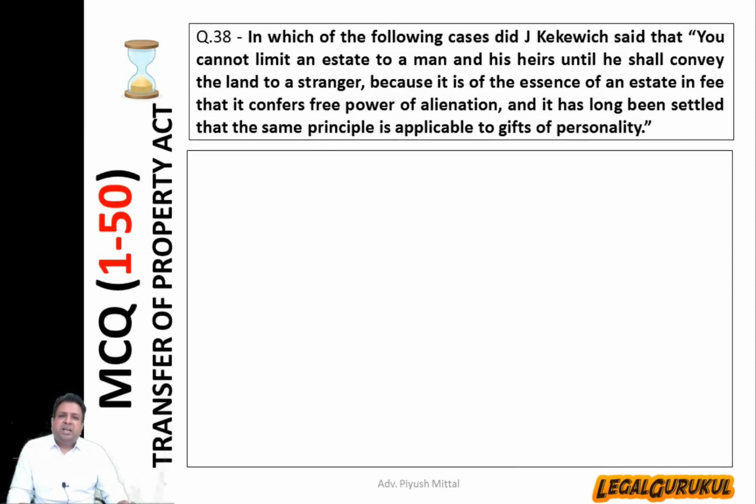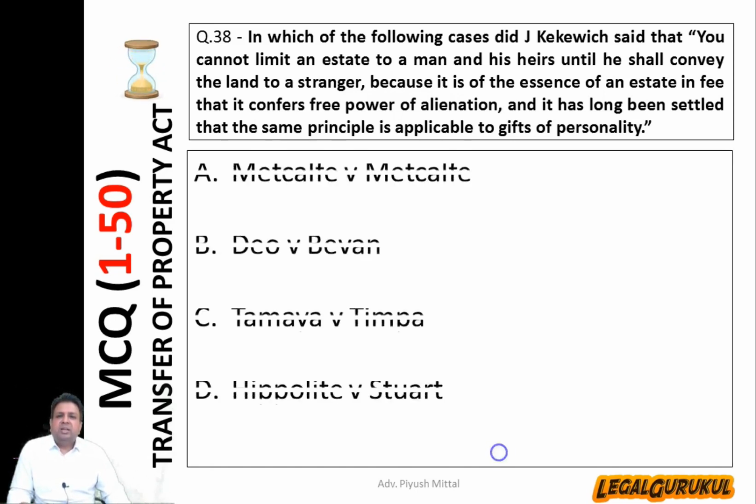Question number 38. In which of the following case did Justice Kekewich say that you cannot limit an estate to a man and his heirs until he shall convey the land to a stranger, because it is of the essence of an estate in fee that it confers free power of alienation, and it has long been settled that the same principle is applicable to gifts of personality? Option A, Metcalfe versus Metcalfe. Option B, Deo versus Bevan. C, Tamaya versus Timpa. And D, Hippolyte versus Stuart. And the correct answer is A, Metcalfe versus Metcalfe.